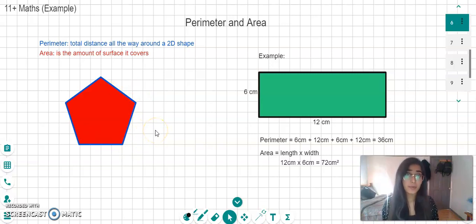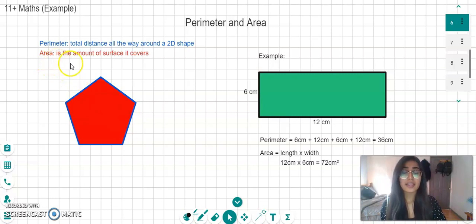Now to calculate the perimeter, it's quite simple. All you need to do is add together all of the lengths of each side of the shape that you're looking at. So for this pentagon that we have here, you'll have 5 lengths that you need to add together, and the total is its perimeter.